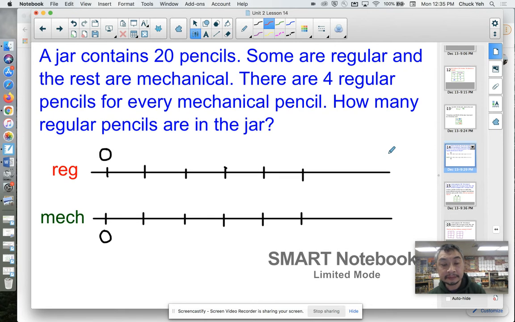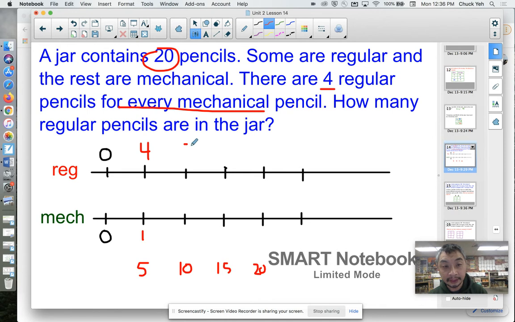Next one. A jar contains 20 pencils. Some are regular and the rest are mechanical. There's 4 for every mechanical. How many regular pencils are in the jar? So we know that there's 4 for every mechanical. So 4 and 1. We want to hit 20. So we know 4 plus 1 is 5. So then, we can cheat a little and say 5, 10, 15, 20. So this is the magic one, 20, right here.